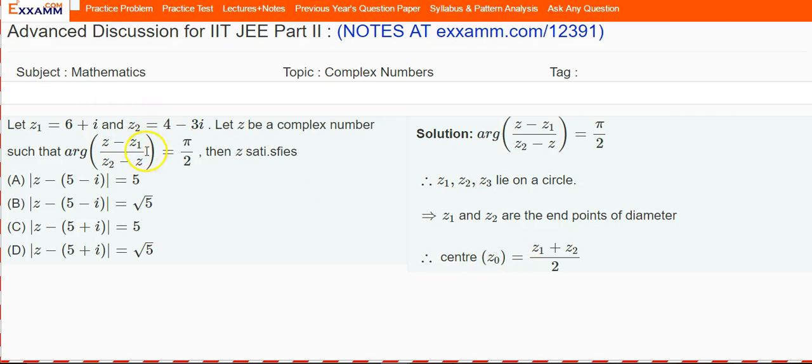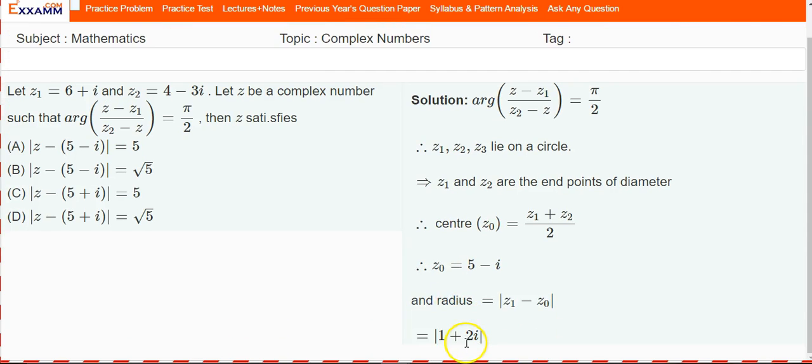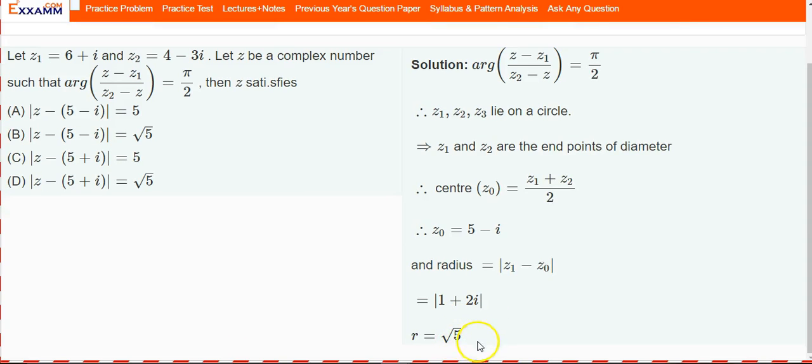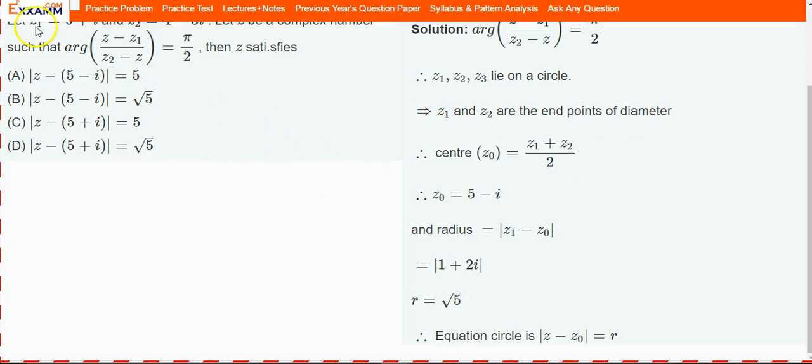Z1 and Z2 are given, so we know Z0 would be 5 minus i. And what is the radius? We take its distance from either Z1 or Z2, it would be the same, and it would be modulus of Z1 minus Z0, and so the radius is equal to modulus of 1 plus 2i, that is root 5. So the equation we get is modulus of Z minus Z0, that is modulus of Z minus (5 minus i), is equal to root 5. So this option B is correct here.